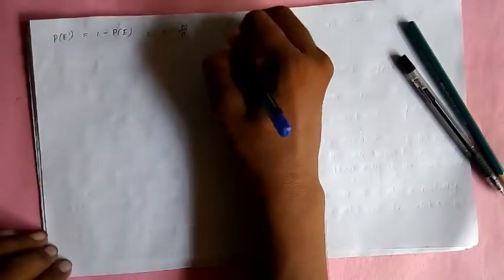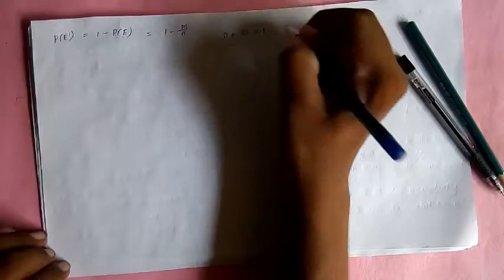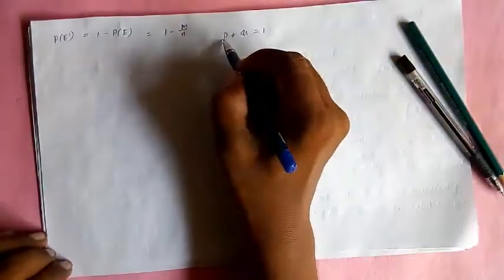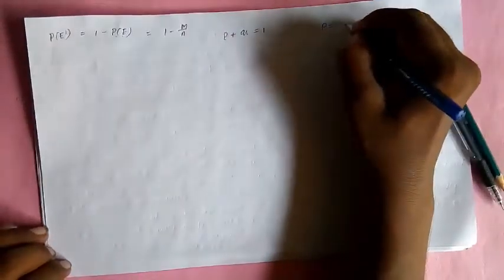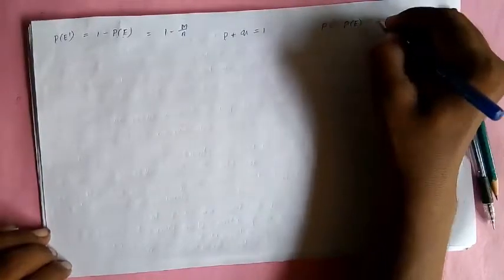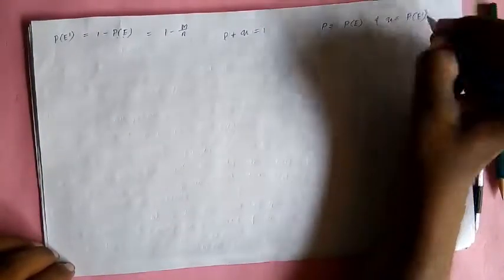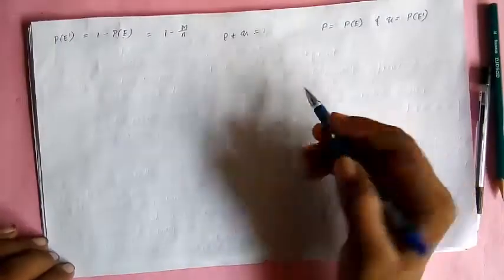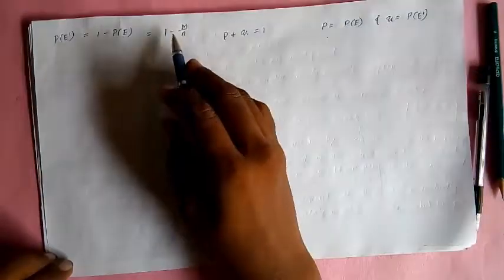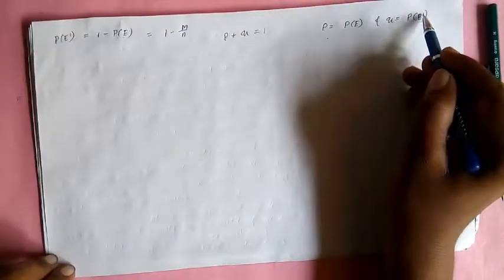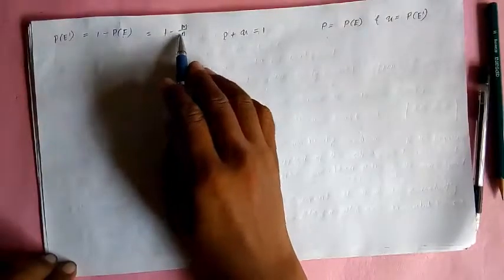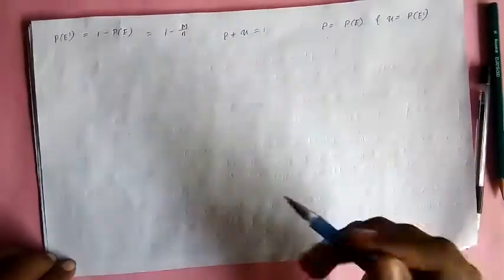P plus Q is equal to 1, where P is equal to P of E and Q is equal to P of E dash. We can simplify this: P is positive, Q is negative. So if negative, there is an additional number, so we have additionally 1. This is a shortcut. This is not in the syllabus.